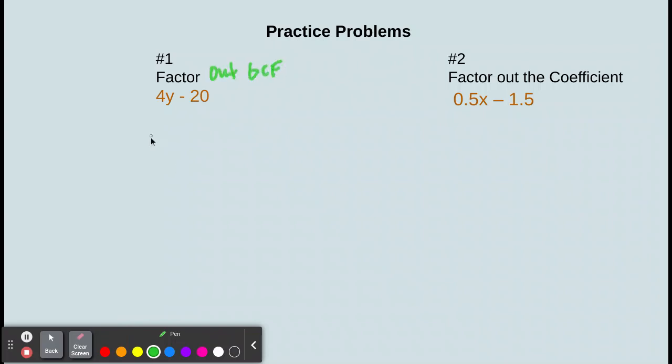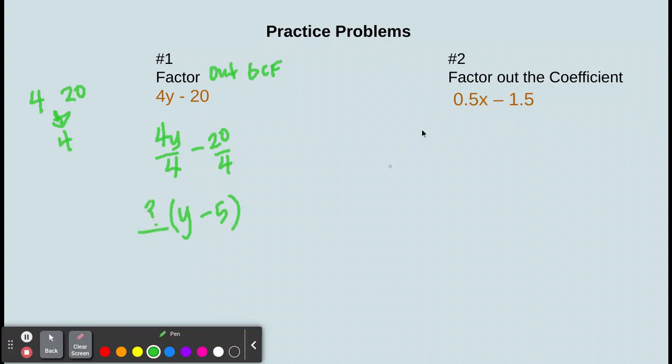So what's the GCF between 4 and 20? It's 4. So now we divide each term by 4. So then that should become what? Y minus 5. But that's not complete. What goes here? And then my hint for number 2, we're told to factor out the coefficient.